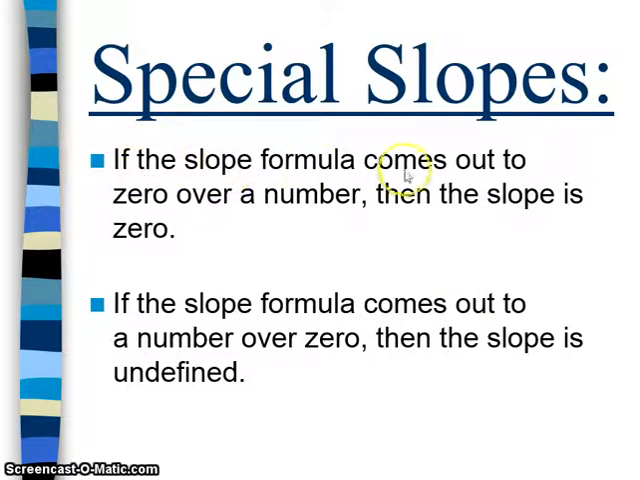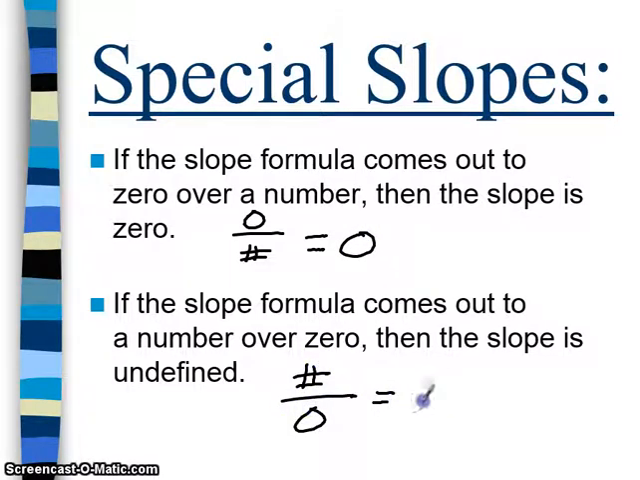If the slope formula comes out to 0 over a number, 0 divided by some number, then the slope is 0. But if the reverse occurs, if the slope formula comes out to a number over 0, then the slope is undefined. In other words, 0 over a number, 0 divided by something, is always 0. But a number divided by 0 cannot occur, so that's undefined because it's a vertical line.